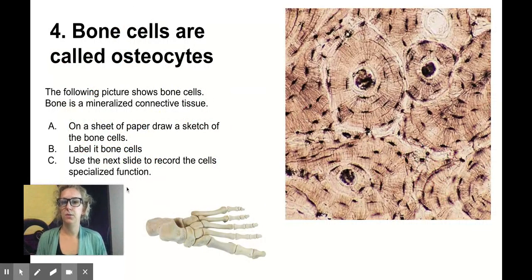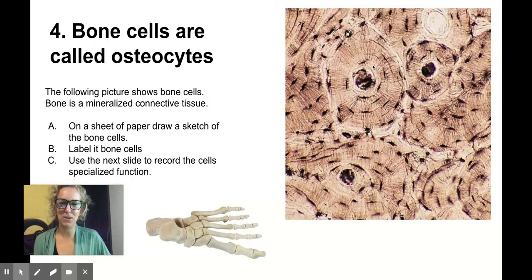The last one we're looking at are called osteocytes. Osteocytes are the cells that make up bone. Now, unlike when we looked at epithelial tissue, look how tightly compacted those bone cells are. Which makes sense because bone is very dense compared to lungs. So on a sheet of paper, go ahead and sketch bone cells. You'll notice those dark spots throughout. It almost looks like a tree.